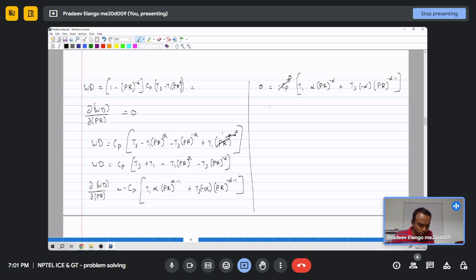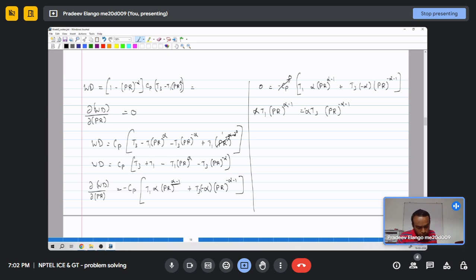Now I will be left with T1 into pressure ratio power alpha is equal to T3 into alpha also here. Here also I will have alpha pressure ratio power minus alpha minus 1. I think here also I had minus 1. Yeah, here it is minus alpha minus 1. So this is alpha minus 1, and this is alpha minus 1.